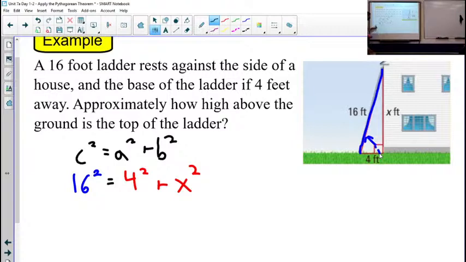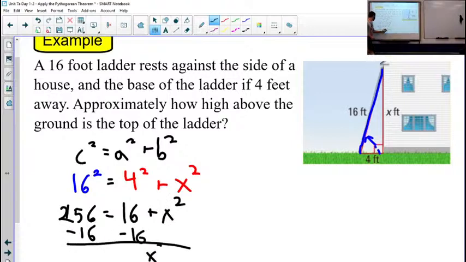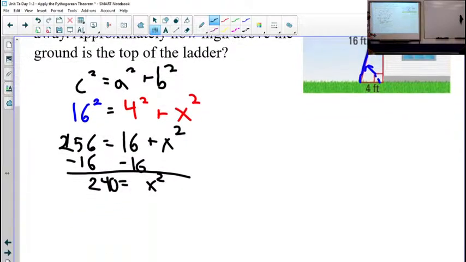And so we need to solve for x. 16 squared is 256. We're going to subtract. We've got x squared being 240. So we undo squaring with square roots. So we need to take the square root of both sides to solve for x. Right, the square root and the square are going to undo each other. X equals, and now we're going to simplify this square root.